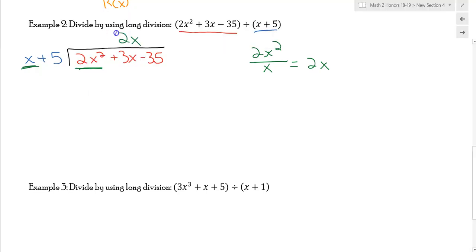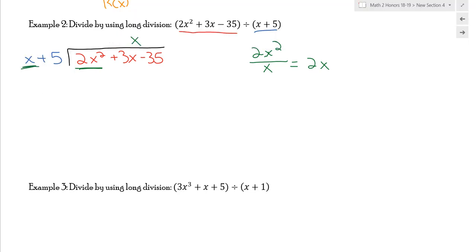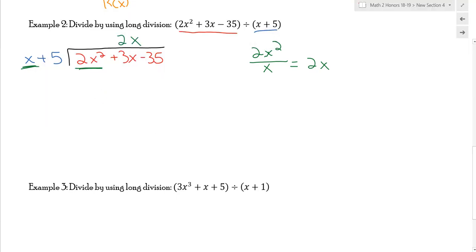Now we're going to multiply. When I multiply, I want to write that there. When we multiply, we multiply by the whole thing. So you divide by the first one, you multiply by the whole thing. So I'm multiplying 2x times x plus 5. So 2x times x is 2x squared. 2x times 5 is 10x. Again, I'm lining the x squareds up with the x squareds and the x's with the x's.